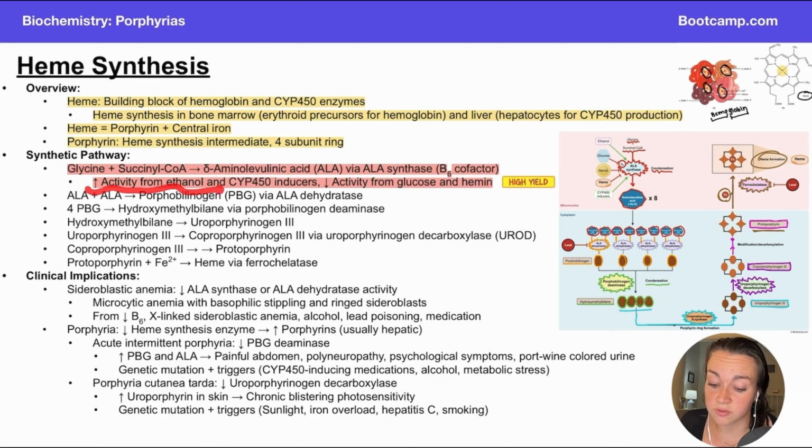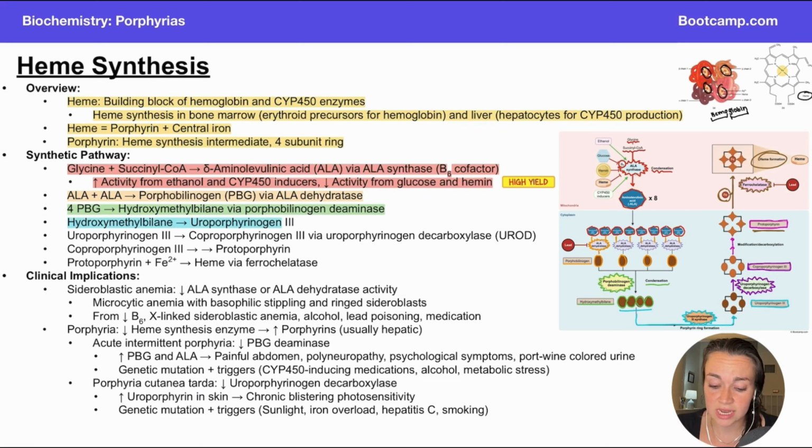Understanding this regulation is very high yield, especially when we go on to talk about some of the porphyrias, which are conditions where heme synthesis is disrupted. Regulating this step is critical for treatment of these disorders. In our next step, we would combine 2 ALAs into porphobilinogen, or PBG, via the enzyme ALA dehydratase. We could take 4 of those PBGs and put them together in a line to form hydroxymethylbilane. And the enzyme that mediated that was porphobilinogen deaminase.